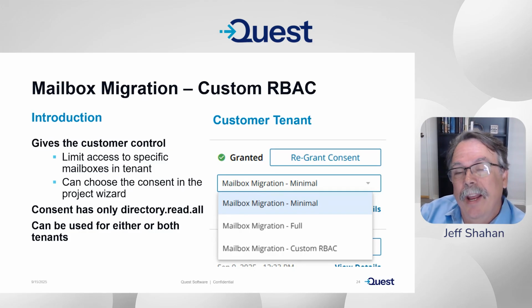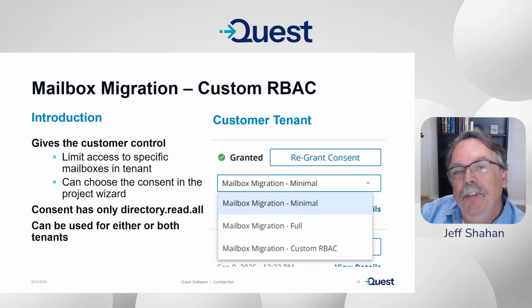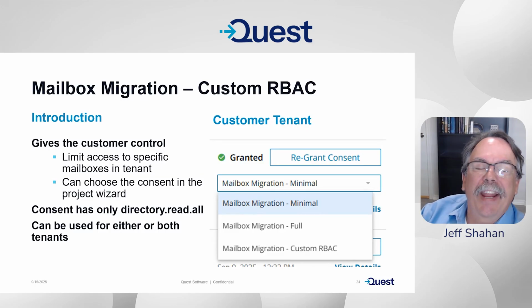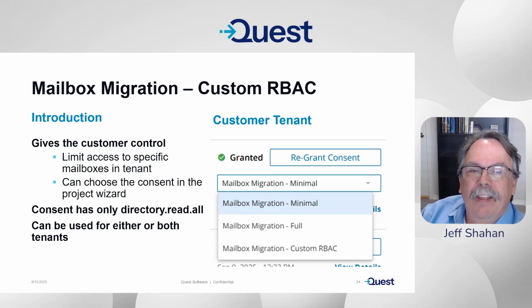There is no way to create a consent without any permissions. You have to have a stub consent. It can be used for either the source or the target. The view that you see in the right half of the screen is from the Open Project Wizard and how you can define which consent you're going to assign.